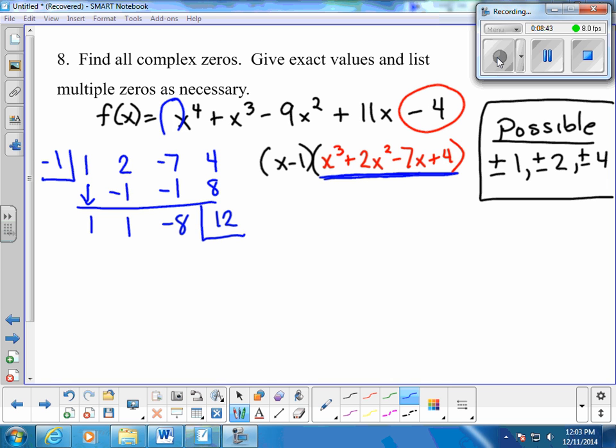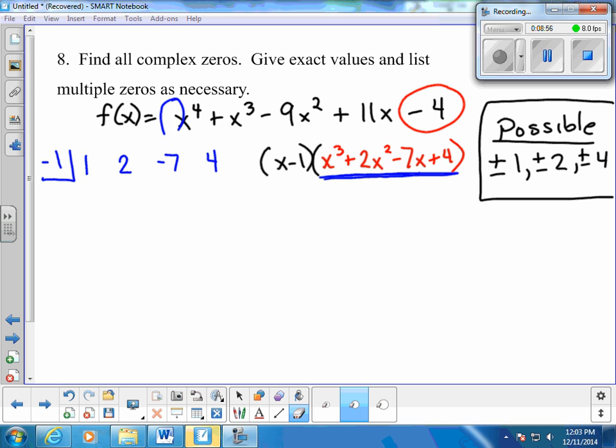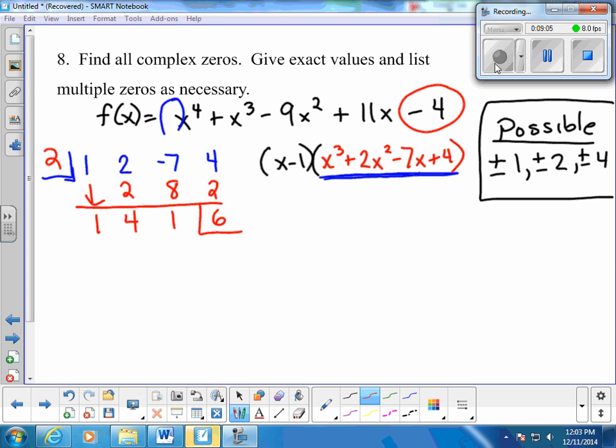We look at negative 1 and we see we did not get a 0 for our remainder. So this is definitely not a 0. So that didn't help me any. I'm still looking for a factor of this polynomial. I tried the negative 1, it didn't work, so I'm going to just start here with a positive 2. And we look and see that positive 2 did not get us a 0 right here, so 2 is not a 0. We're going to try negative 2.